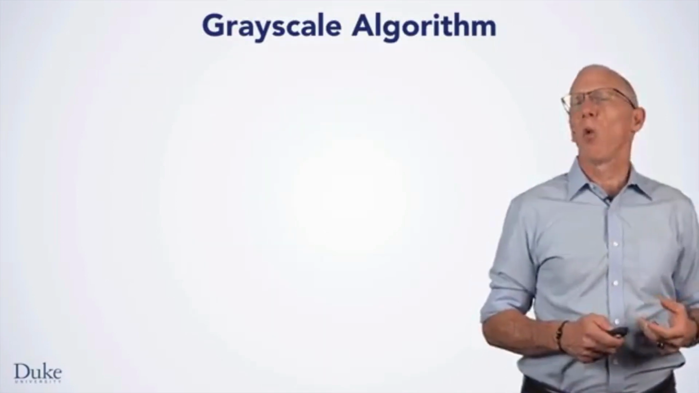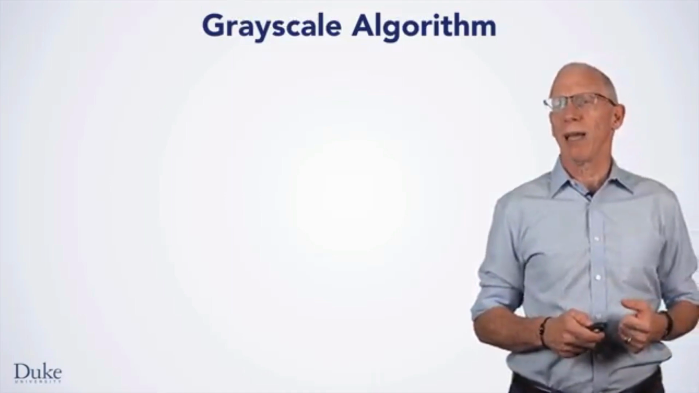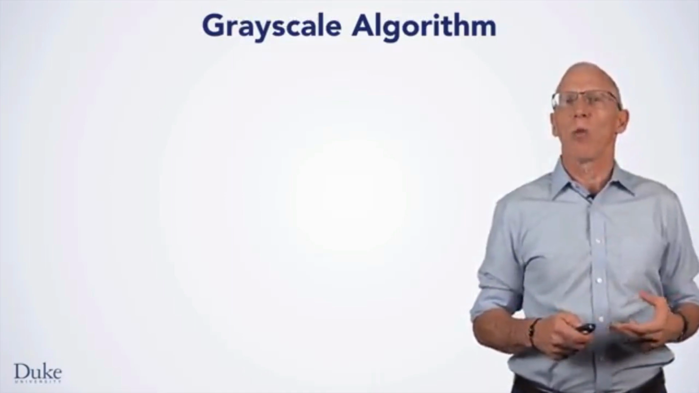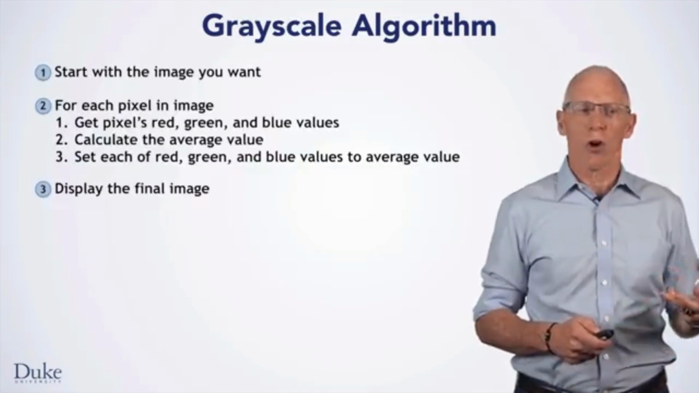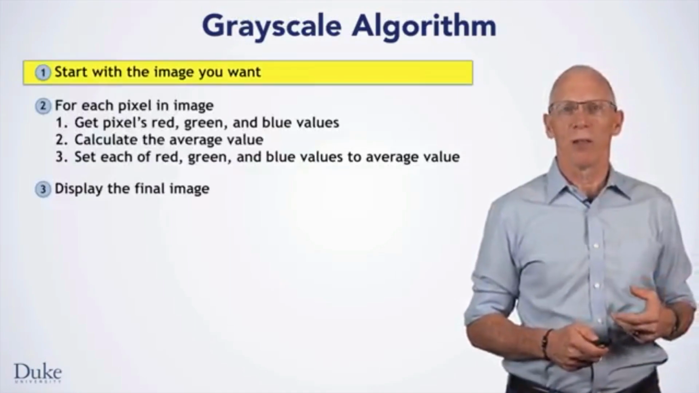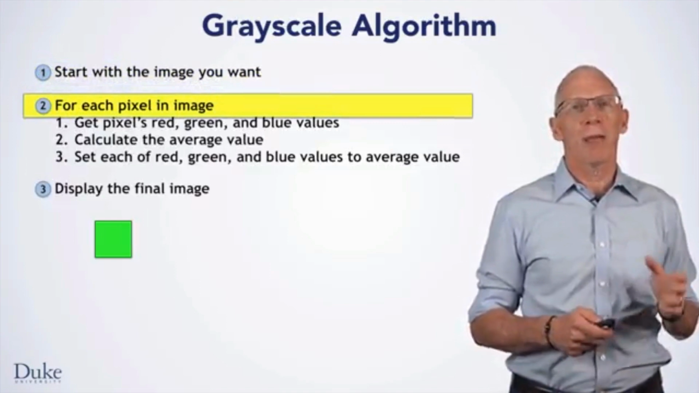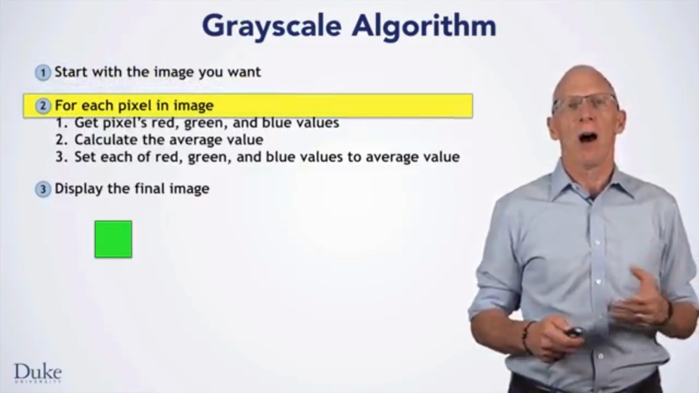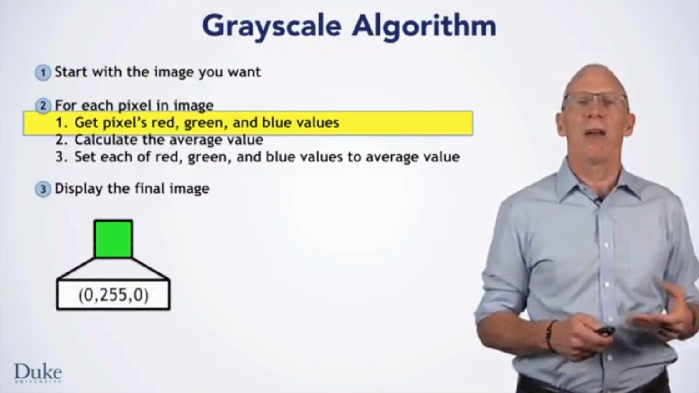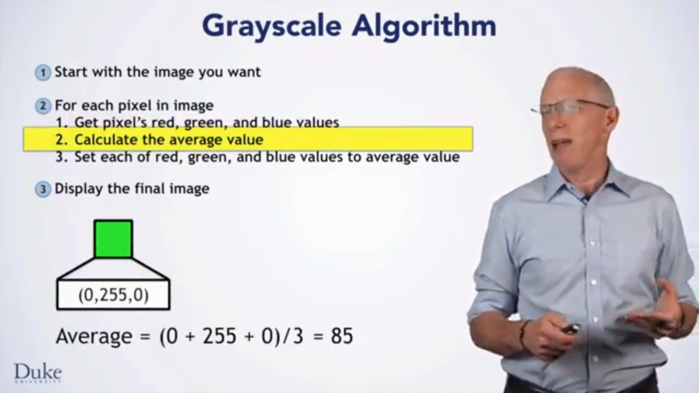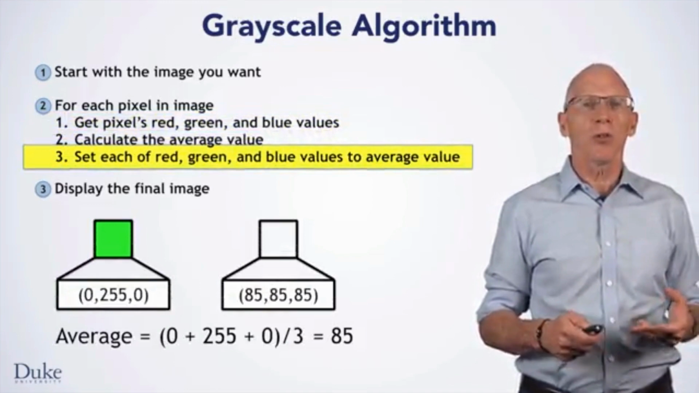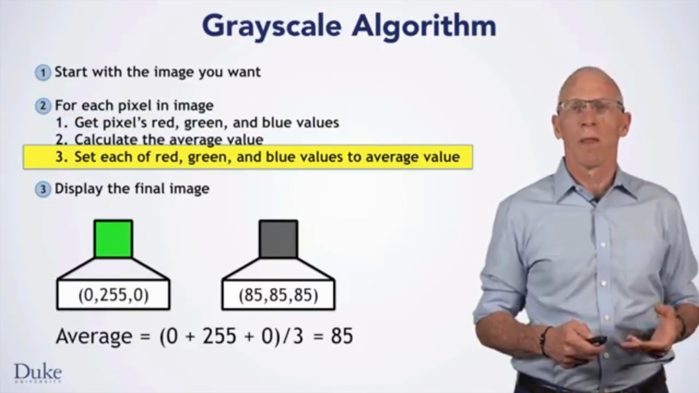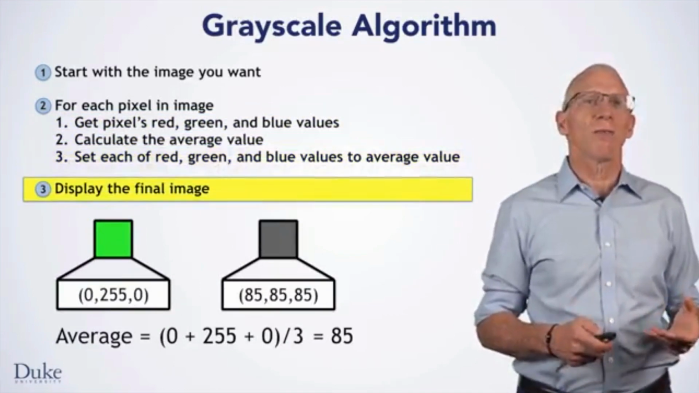Now we've done steps 1 and 2, working an example by hand. You wrote down what you did. We can now generalize these steps. Start with the image we want, and then for each pixel in the image, obtain the R and G and B values, calculate the average value, and then set each of the RGB values to this average. Finally, display the final image.